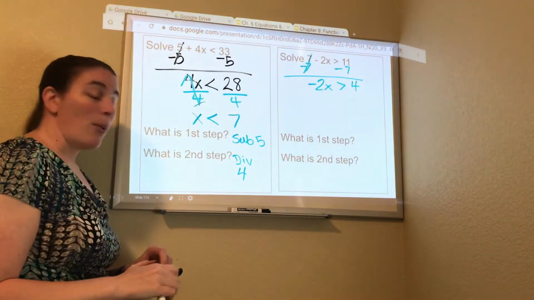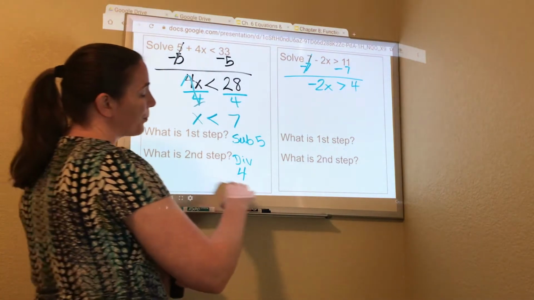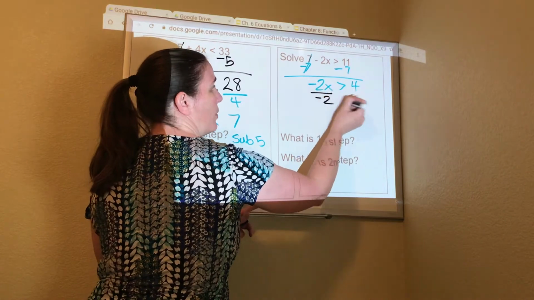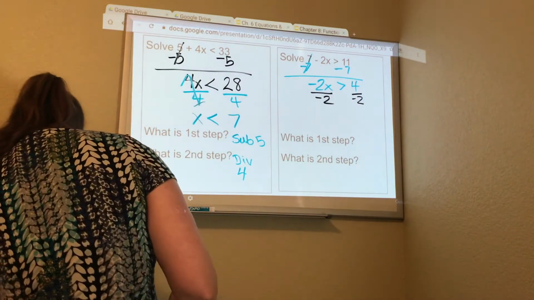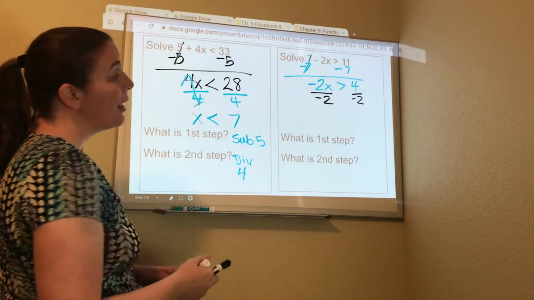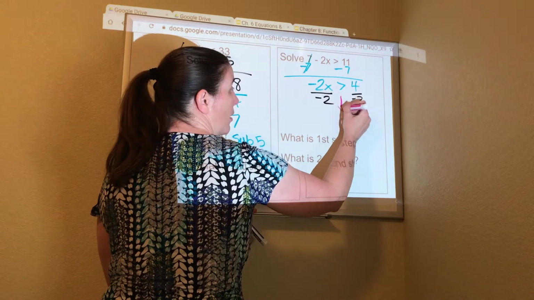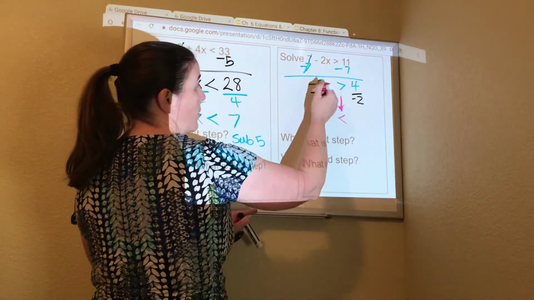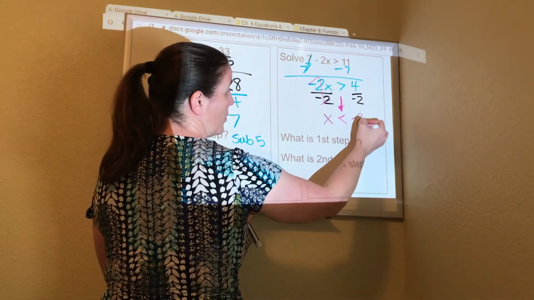Now I'm back to my one-step inequality, right? So I have a negative 2x is greater than 4, so I'm going to divide by negative 2. Because I'm dividing by a negative 2, that is going to flip my sign, okay? So my sign's going to flip, and then this would be an x, and this would be negative 2.